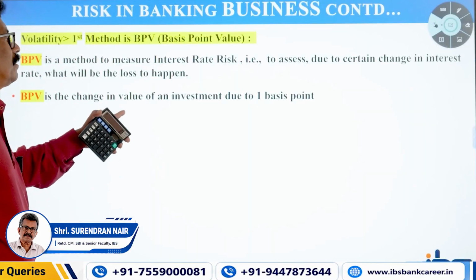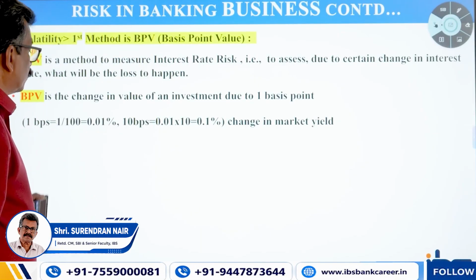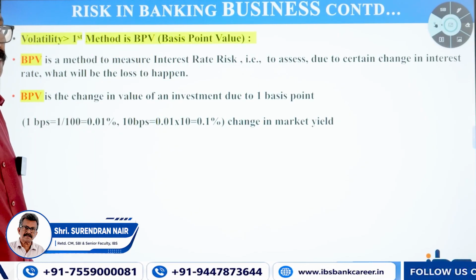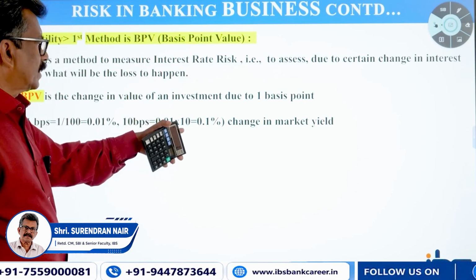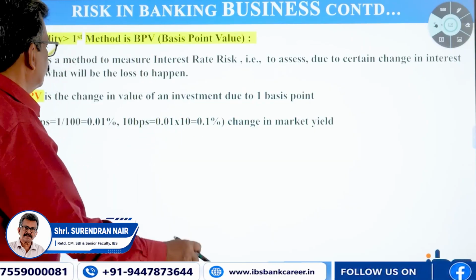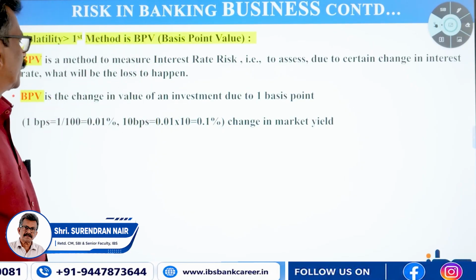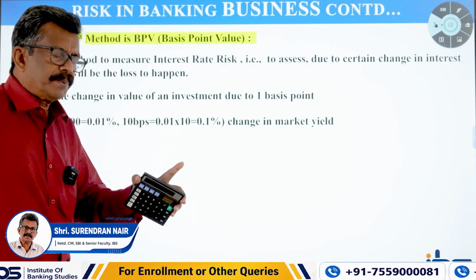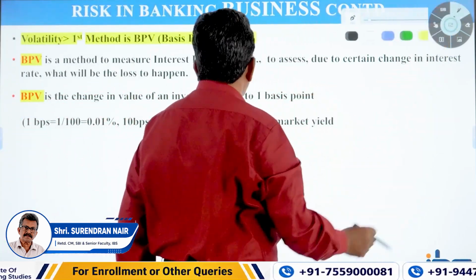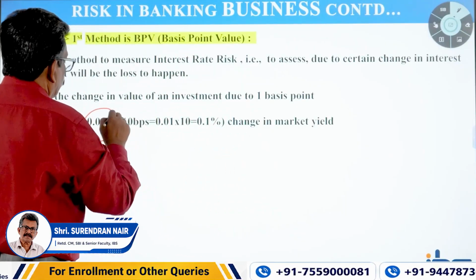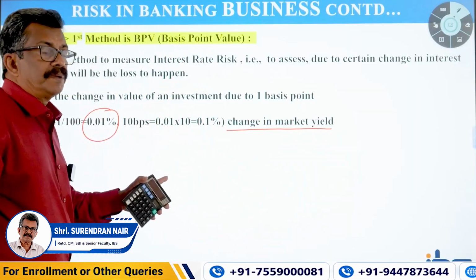BPV is the change in value of an investment due to a 1 basis point change. 1 basis point is 1 by 100 of a percent, that is 0.01%. So 10 basis points is 0.1%, a change in market yield. Basis point means, for 1 basis point, that is 0.01%, how much will be the change? For 0.01%, that is 1 basis point, what will be the change in market yield? That is what the BPV will give you.